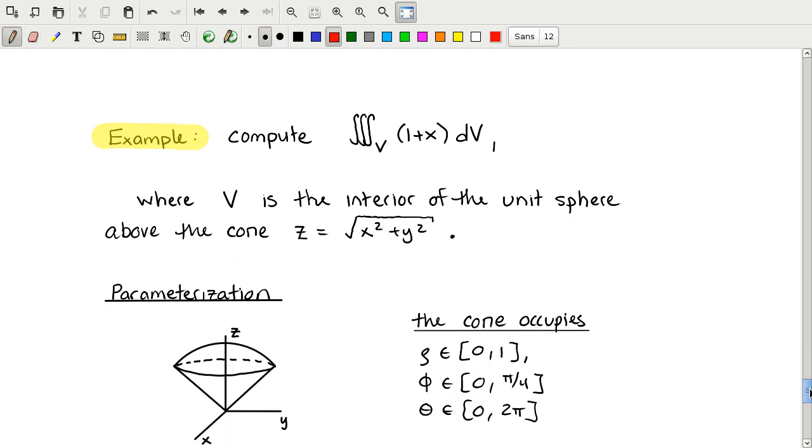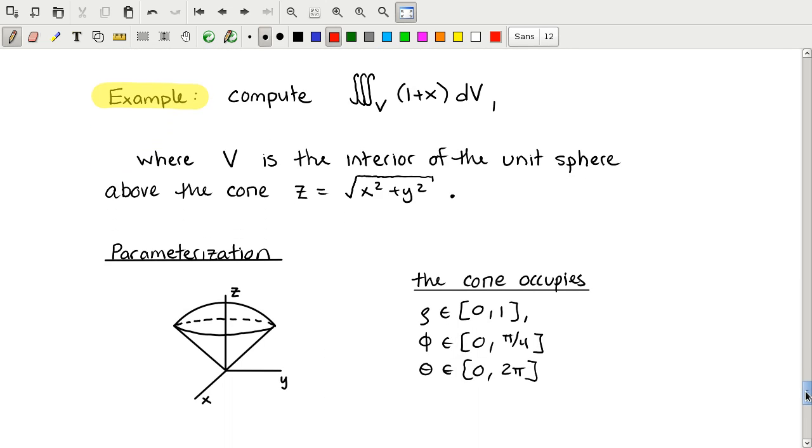Another example. This looks like it won't be so bad. It actually involves a fair amount of computation, so it's not a bad example. Give us some confidence working with spherical coordinates. So compute the volume integral.